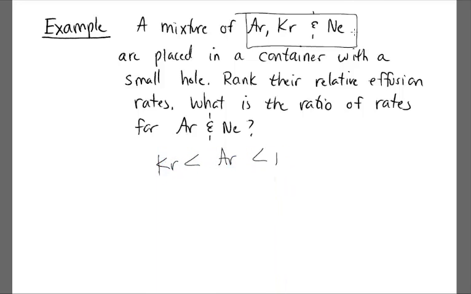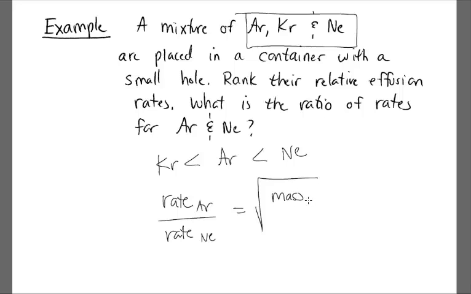And that's a problem. So we'll erase this, followed by neon. Okay, so that's the relative rates, but now the second question, what's the actual ratio of the rates for argon and neon? Okay, so the rate for argon divided by the rate for neon is going to equal the square root of the mass of neon divided by the mass of argon. Remember, they're across each other. Neon goes bottom to top and argon goes top to bottom.